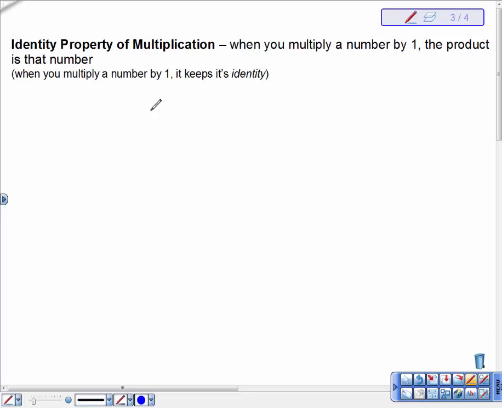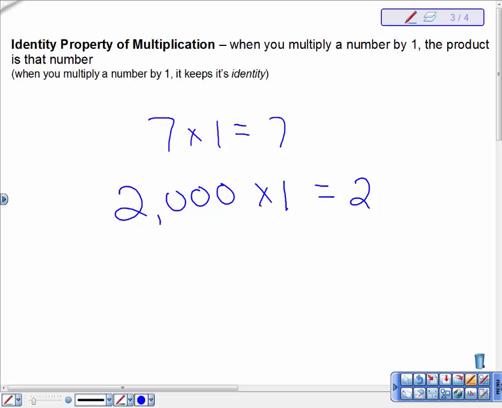For instance, if I multiply 7 times 1, that equals 7. If you multiply 2,000 times 1, it equals 2,000. Any number multiplied by 1 equals itself. If you think about it like this, if I bake 2,000 cookies one time, I have 2,000 cookies. If I bake 7 cookies just one time, I'm going to have 7 cookies.